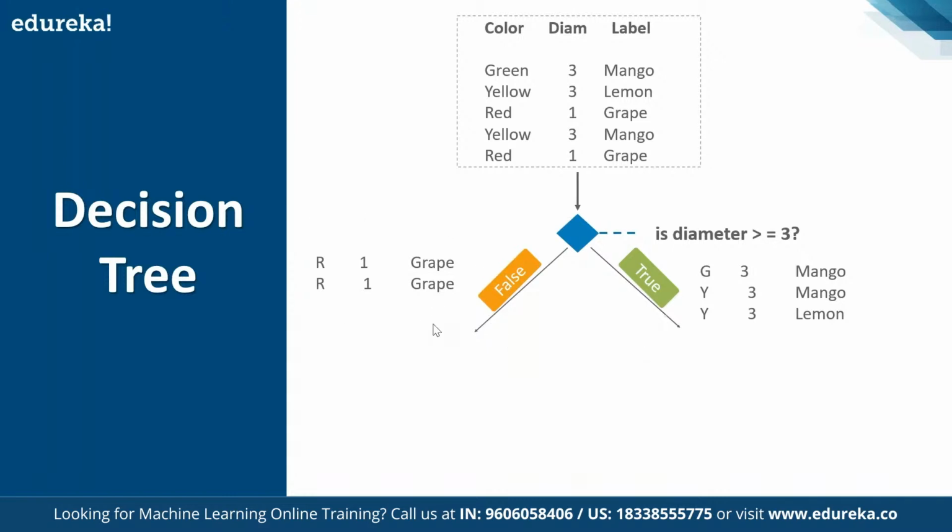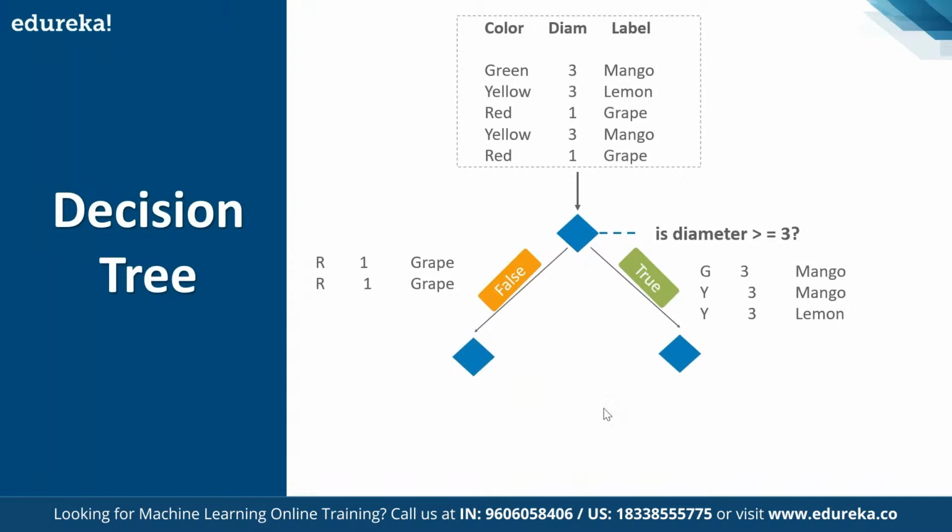Here in this case, I don't have to split it because I already got the result. If the diameter is not greater than or equal to 3, I know it is a grape. Whereas if the diameter is greater than or equal to 3, then it can be a mango or it can be a lemon. I'm not sure on my decision. So I will split it further.